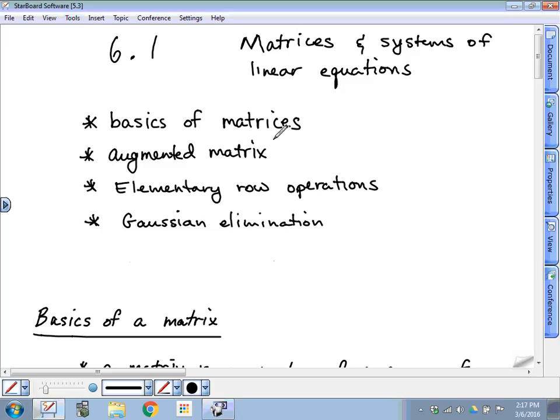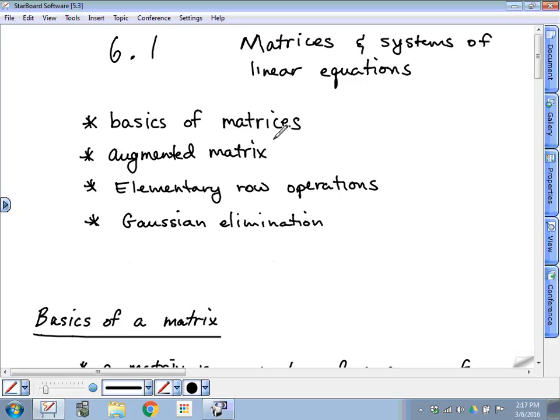Okay, this is lesson 6.1. Lesson 6.1 is matrices and systems of linear equations. So this first lesson kind of bridges the gap between chapter 5 and chapter 6. Chapter 5 dealt with systems of equations and solving systems of equations using elimination method and substitution method.